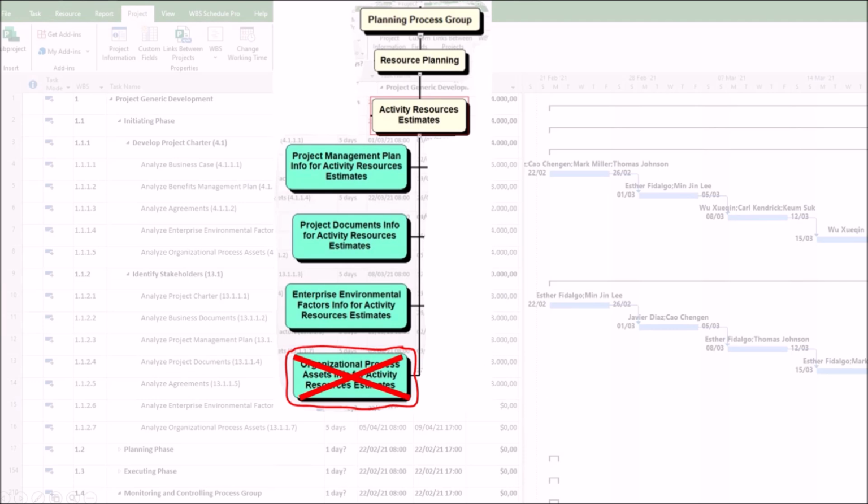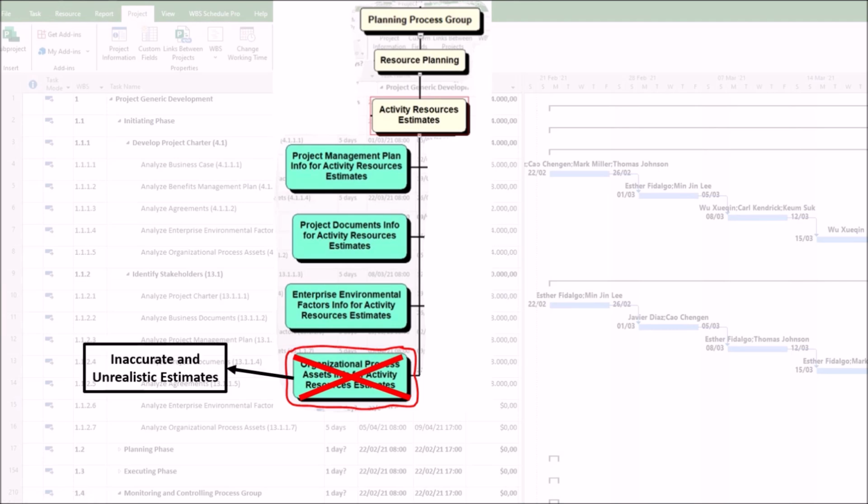How can an inadequate analysis of organizational process assets harm the activity resource estimation process? An inadequate analysis of organizational process assets directly harms the activity resource estimation process, leading to inaccurate, unreliable, and ultimately damaging estimates, as you can now see.